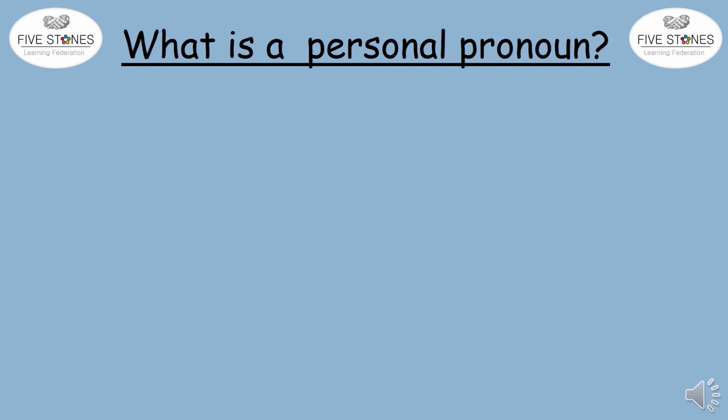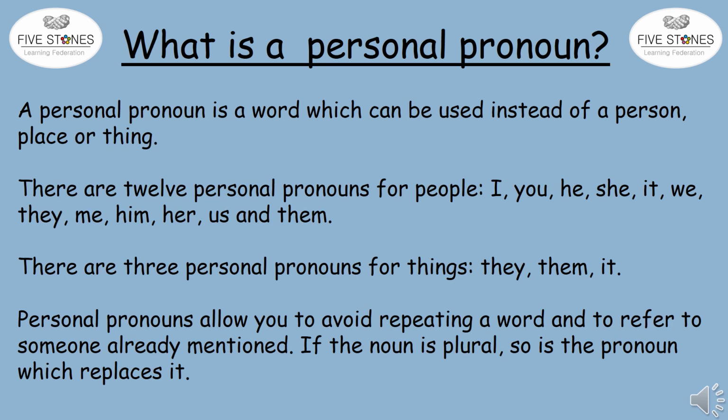What is a personal pronoun? Have a few seconds to think about that. What is a personal pronoun? A personal pronoun is a word which can be used instead of a person, place or thing. There are 12 personal pronouns for people. I, you, he, she, it, we, they, me, him, her, us and them. There are 3 personal pronouns for things. They, them and it. Personal pronouns allow you to avoid repeating a word and to refer to someone already mentioned. If the noun is plural, so is the pronoun which replaces it.